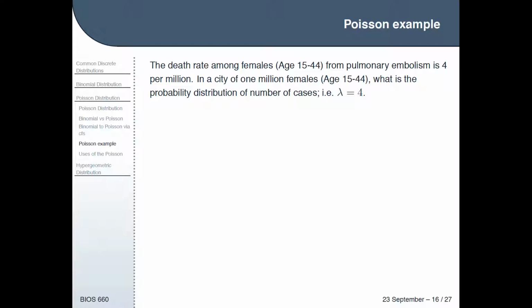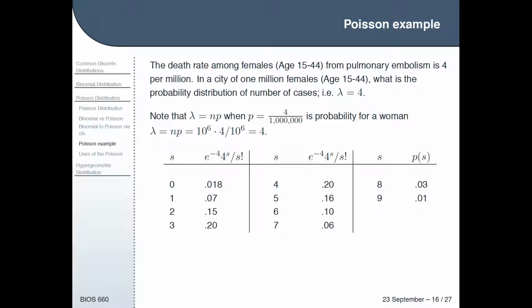So, an example of the Poisson distribution: say the death rate among females aged 15 to 44 from pulmonary embolism is 4 per million. So if you have a city of 1 million females in that age range, then the rate parameter would be approximately 4. As I said, that can be written as just the probability for a given woman to develop pulmonary embolism times the number of women in the city. And if you compute those probabilities, we see the probability of 0 cases is approximately 0.018, the probability of 1 case is 0.07, and so on.